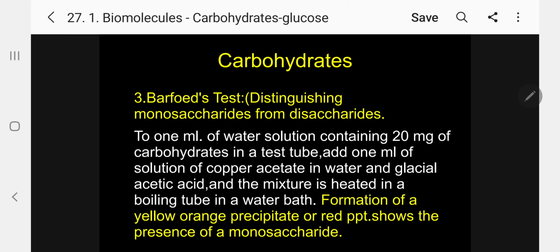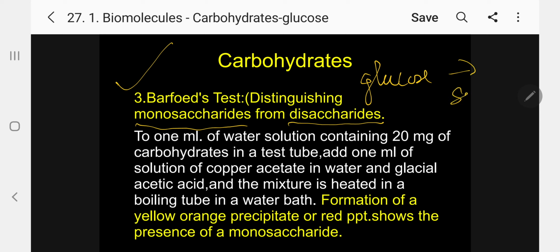So let me give you the test. The third test, Barfoed's test. This test is used for distinguishing monosaccharide from disaccharide. Kindly follow. Glucose is monosaccharide and sucrose is disaccharide. Sucrose on hydrolysis gives glucose and fructose. So how to differentiate these two? So Barfoed's test is most important.